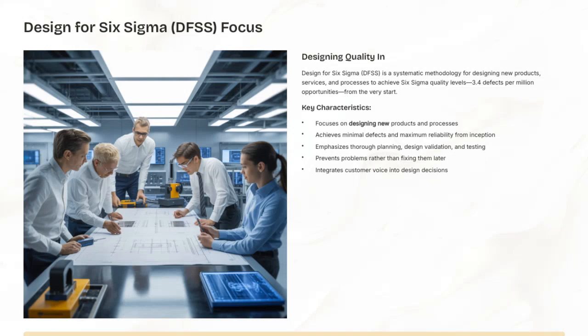Let's take a closer look at the differences between DFSS and DMAIC. DFSS, or Design for Six Sigma, is all about designing new processes that are defect-free right from the start. It's focused on creating quality into the product or service from day one. On the other hand, DMAIC is about improving existing processes that may already have quality issues. Both methods are part of the Six Sigma family, but they serve different purposes.